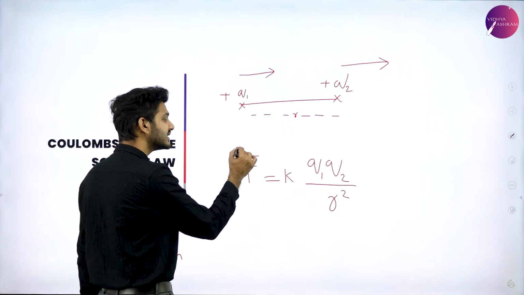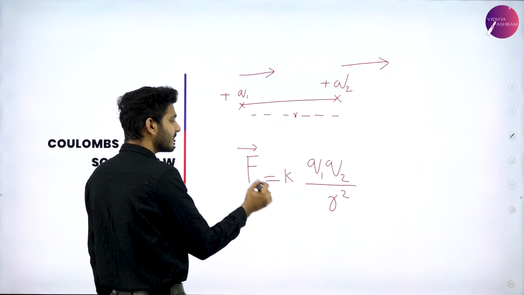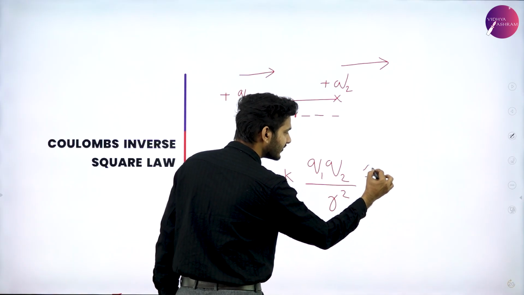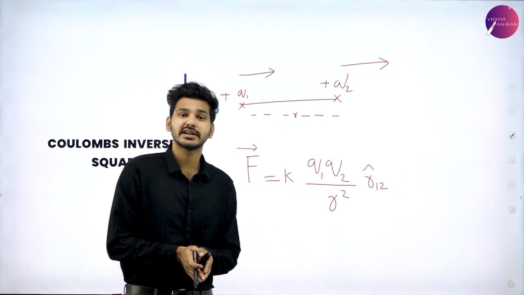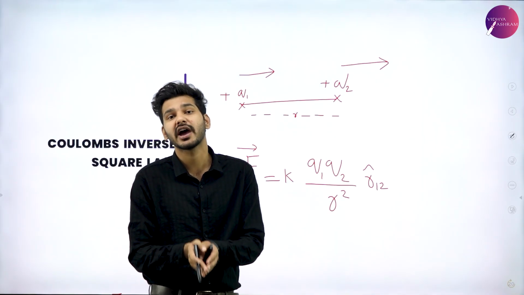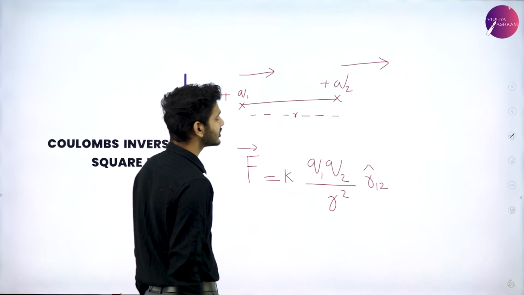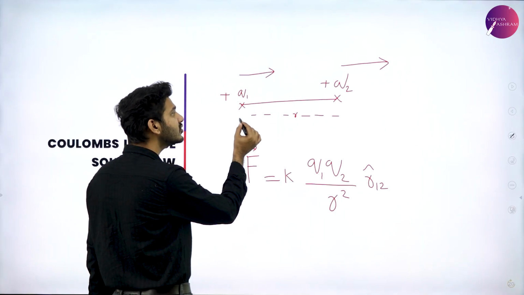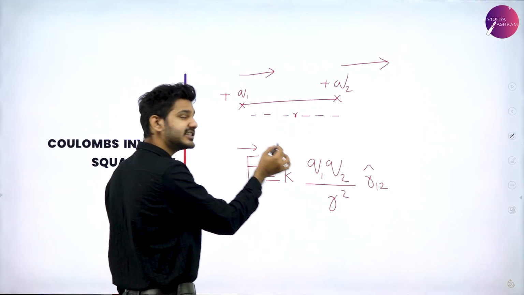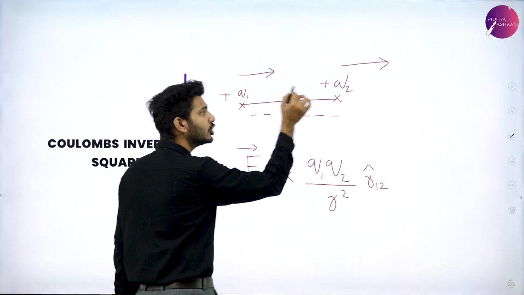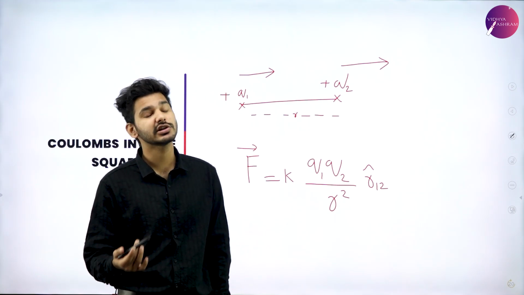So since this is a vector quantity, we have to denote it by vector terms. So we have to introduce a unit vector, which just means that vector quantities do not just have magnitude, they also have direction. To indicate this direction, we have this unit vector. So what this means is that the force is from R1 to R2. That means that the force exerted is in the direction from Q1 to Q2. So these were the initial observations of Coulomb.